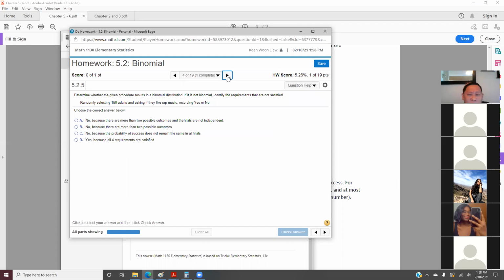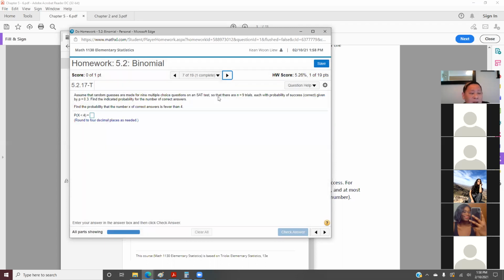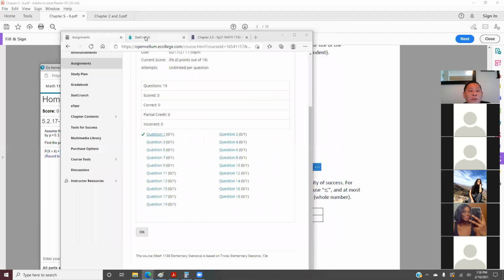So let me go to another one. I'm going to go to a probability question. Okay, this one. So you want to find, you got N is 9, and then success is 0.3. You have to find fewer than 4. Fewer than 4 is less than 4. So how do you do this in your StatCrunch?